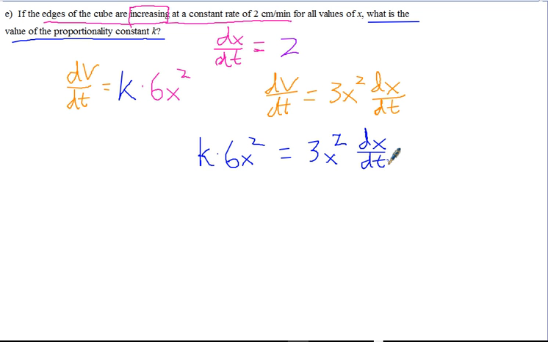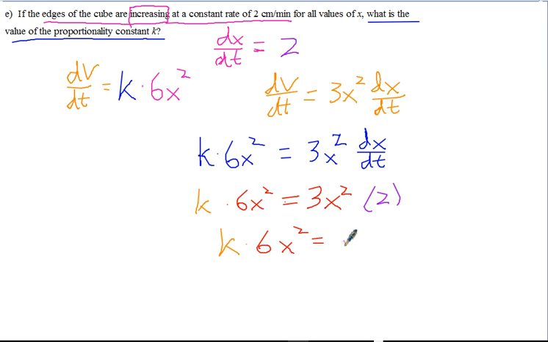And we know dx/dt is 2. k times 6x squared equals 3x squared times dx/dt, which is 2. We get k times 6x squared equals 2 times 3x squared is 6x squared. You can probably tell what k equals right now. But mathematically, to solve for k, you divide by 6x squared. And you end up with k, the proportionality constant, would have to equal 1.